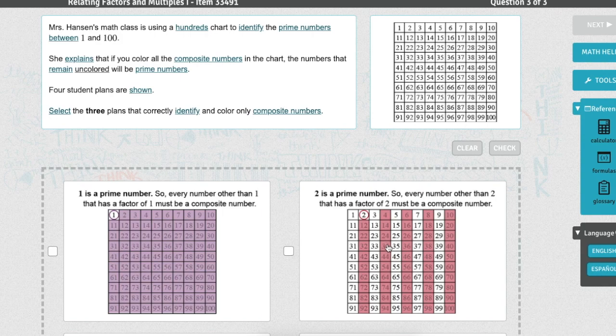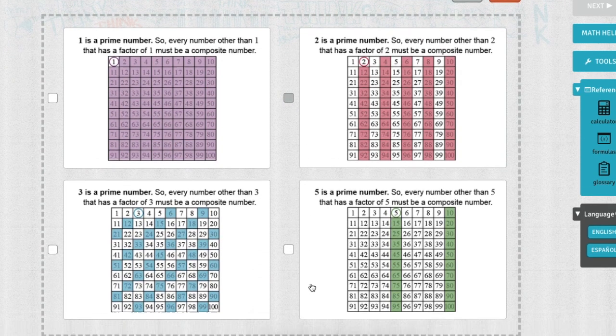4, 14, 24, 34, 44, 54, 64, 74, 84, 94. And the 6s and the 8s and the 10s. Okay, so that might be a right answer. All right, now we go on to 3s.